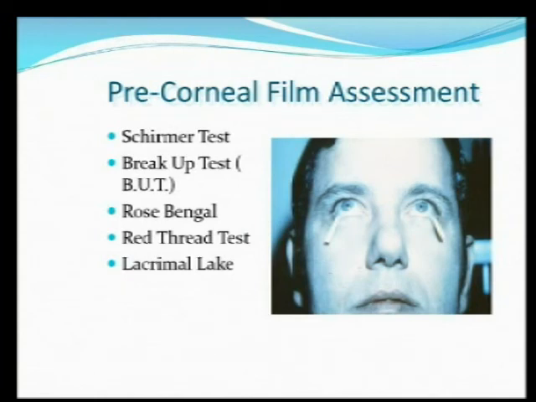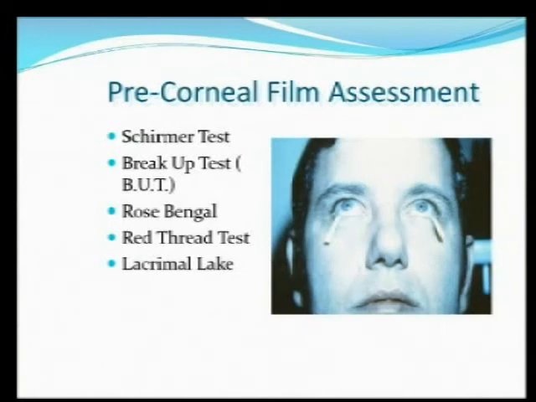Because the quantity and quality of tears is so important to successful contact lens wear, it's important that we take the time to check the quantity and quality of tears that are present before we subject somebody to a contact lens fitting. In some cases, it's pretty obvious. In other cases, it requires a little more investigation.